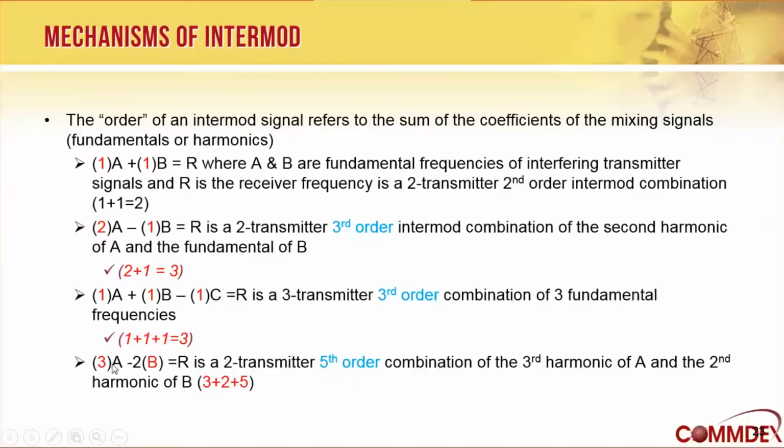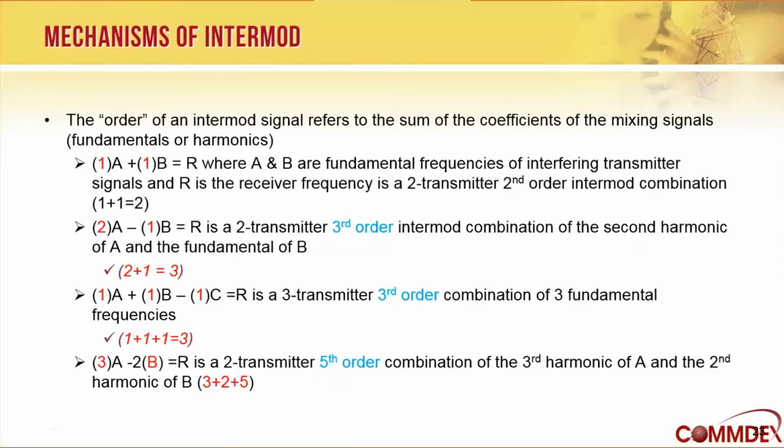So what are the different mechanisms? You might see the terms third order or fifth order or seventh order intermod. What does that mean? It's describing the mechanism of the signals that are combining to produce your undesired signal. So the first type we'll talk about is where we have two signals mixed together, an A and a B, and they mix together to produce a third signal, which is on a receive frequency that we want.